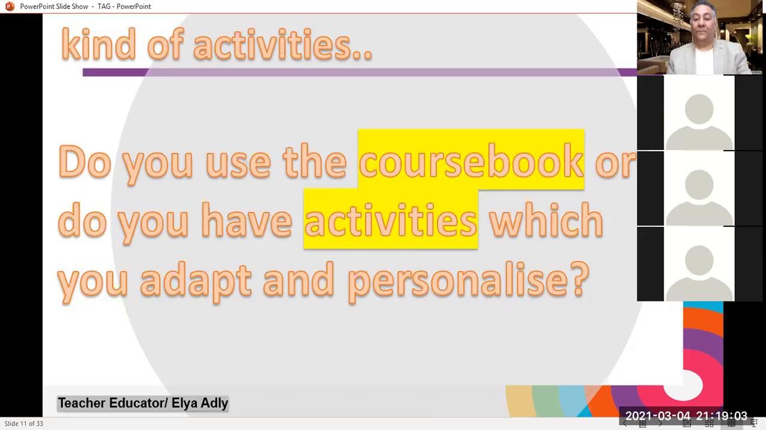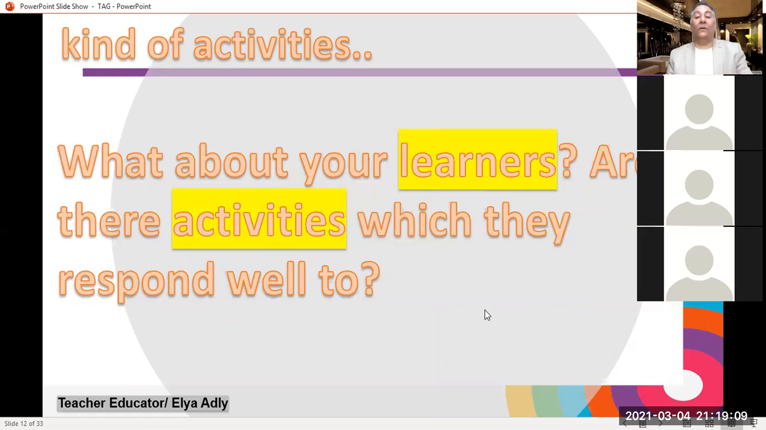Anybody want to comment? What about your learners? Are there activities which they respond well to, something they prefer, their favorite activity that you noticed the students love most? I think role playing, they like it very, very much. They like role play. Why do you think the students like the role play activity?